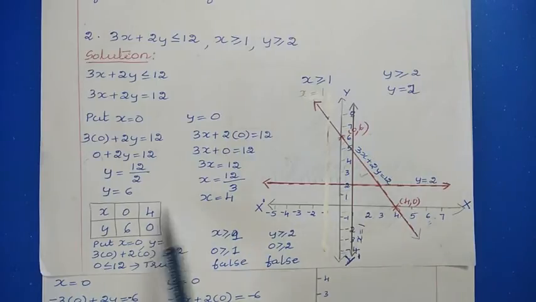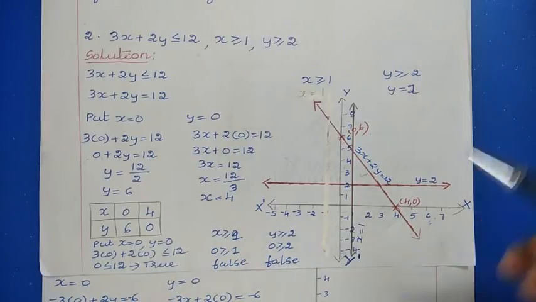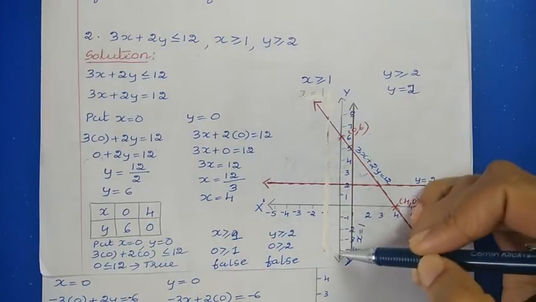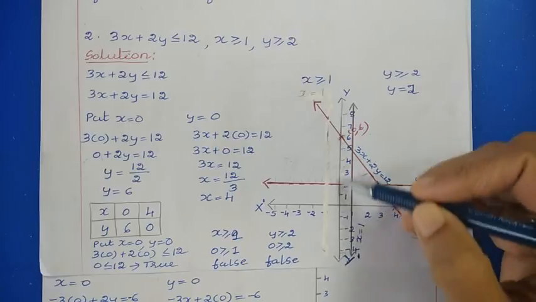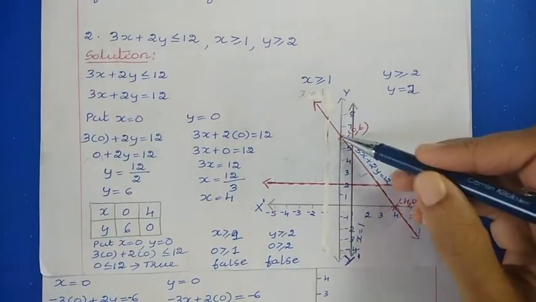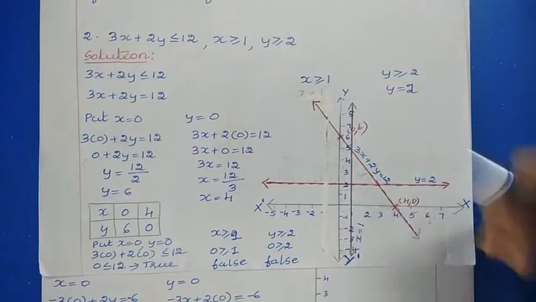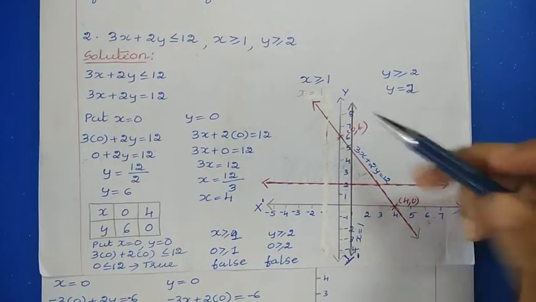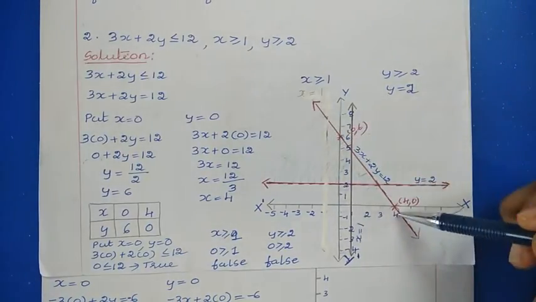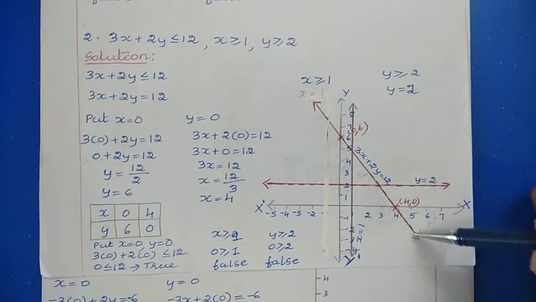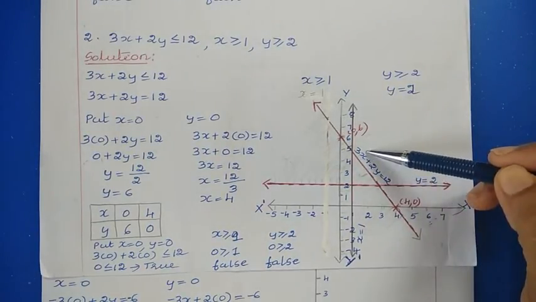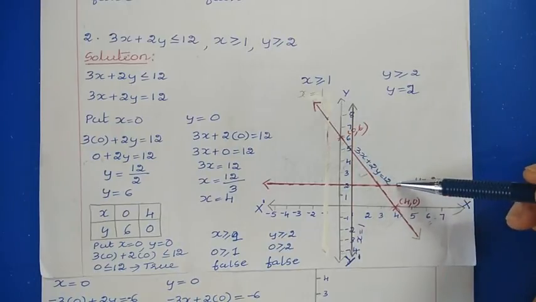So let us locate the points. 0, 6. 0, 6 means that is this point. If I take this one as the y-axis, this is the y-axis region we have. So 0, 6. Then 4, 0. 4, 0 means this point. So now here you can join this point and this point by drawing a straight, solid line. So this line represents the equality statement 3x plus 2y is equal to 12.